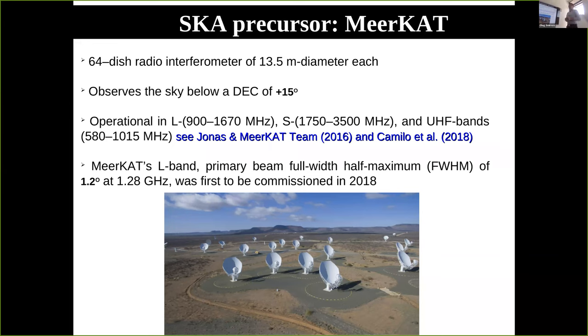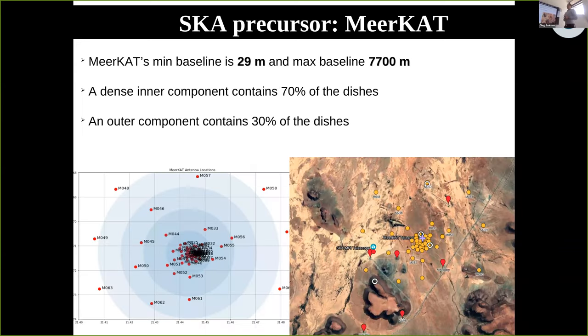It observes the sky below a declination of plus 15 degrees, and it is operational in L, S, and UHF bands. MeerKAT's L band, whose primary beam full width at half maximum is 1.2 degrees at 1.28 gigahertz, was the first to be commissioned in 2018. The minimum baseline of MeerKAT is very short, 29 meters, and the maximum baseline spans up to 8 kilometers. It consists of two parts. The first is the dense inner component that contains about 70% of the dishes, and there is another outer component that contains 30% of the dishes.